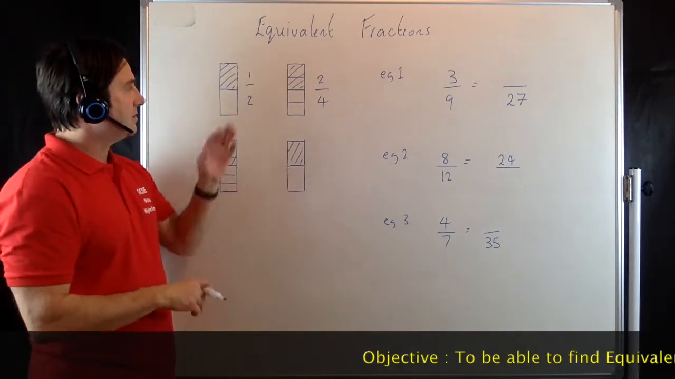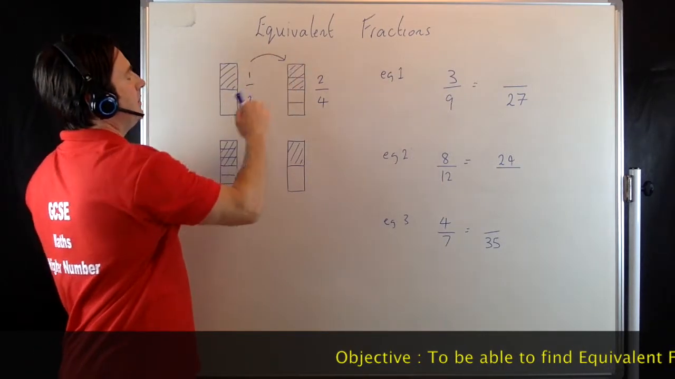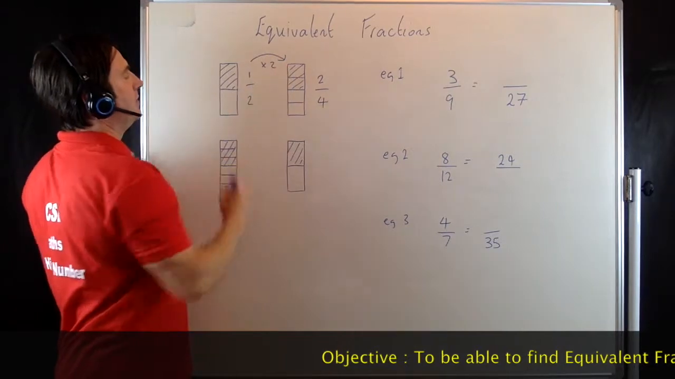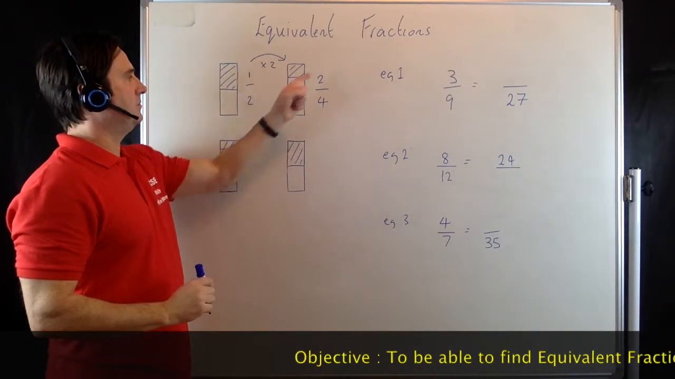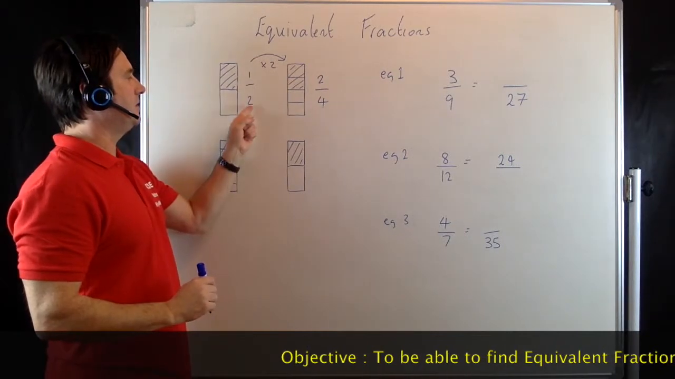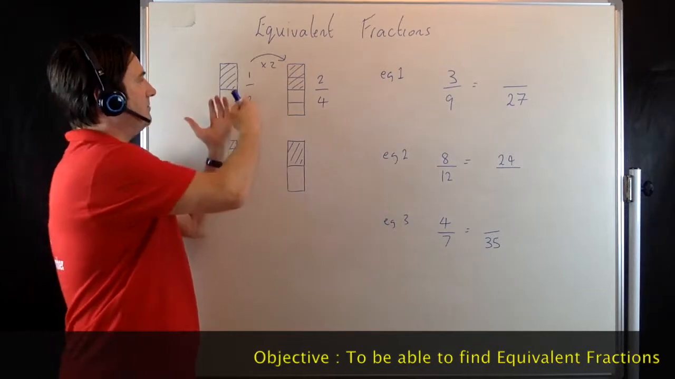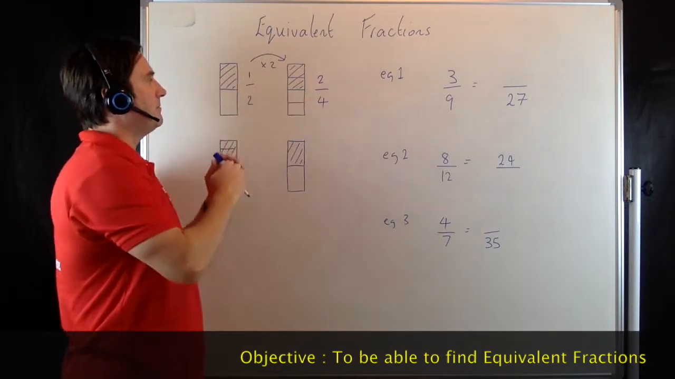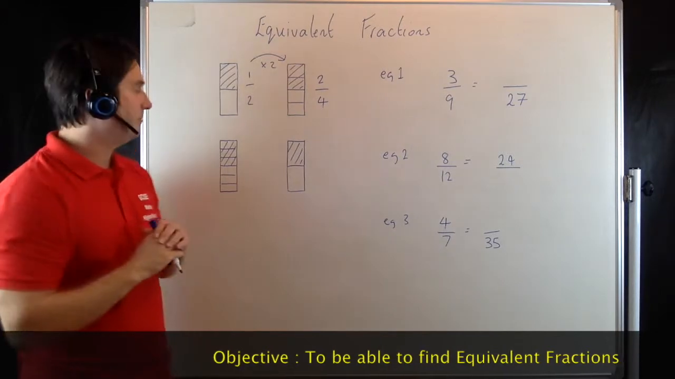Now to see how we've done that, if I times a half by 2, I times the numerator by 2 to give me 2. I times the denominator by 2 to give me 4. So as long as I times a fraction by the same amount on the top as what I do on the bottom, the fraction becomes equivalent.